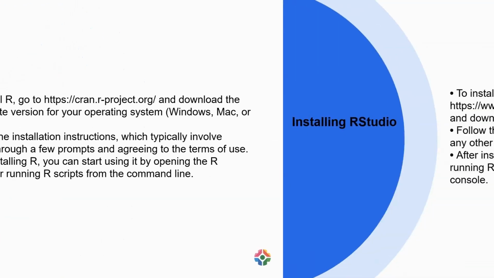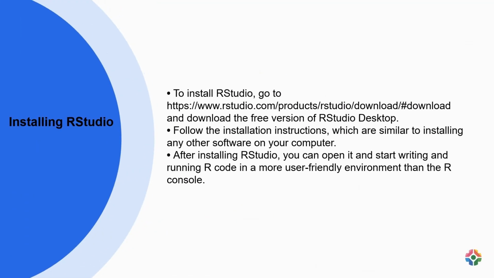projects. To install RStudio, visit the official website at https://rstudio.com/products/rstudio/download. Select the free version of RStudio Desktop and download it. Proceed with the installation process, following the instructions provided, akin to installing other software.